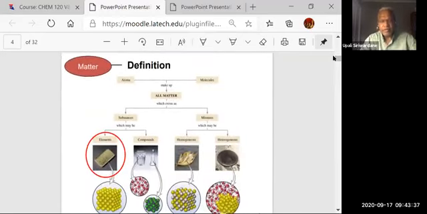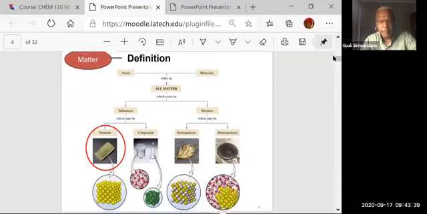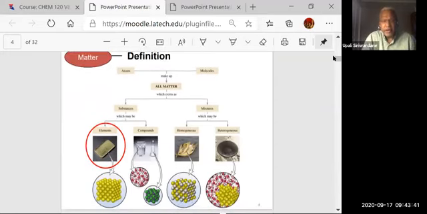Now, this is a review from chapter 1. Matter is divided into atoms. Matter is made up of atoms and molecules.